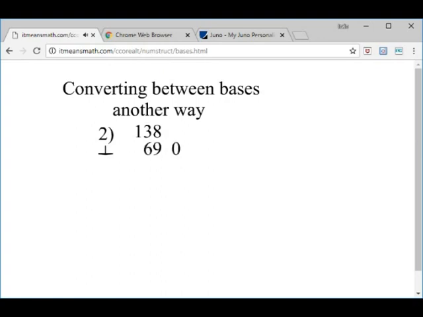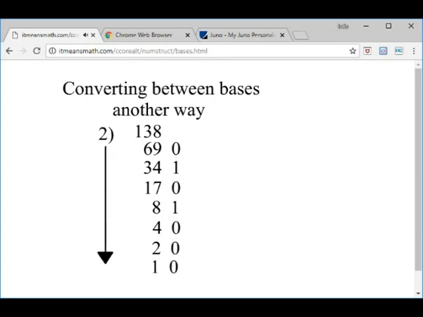We can also convert by using division. 2 goes into 138 69 times with the remainder of 0. 2 goes into 69 34 times with the remainder of 1. 2 goes into 34 17 times with the remainder of 0. 2 goes into 17 8 times with the remainder of 1. 2 goes into 8 4 times with the remainder of 0. 2 goes into 4 2 times with the remainder of 0, 2 goes into 2 1 time with the remainder of 0, and 2 goes into 1 0 times with the remainder of 1. We now write the numbers from bottom up, and we get the number in the binary system.